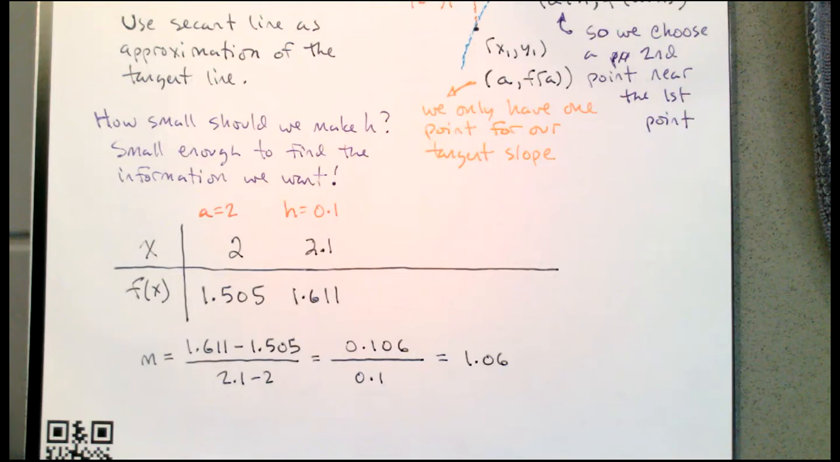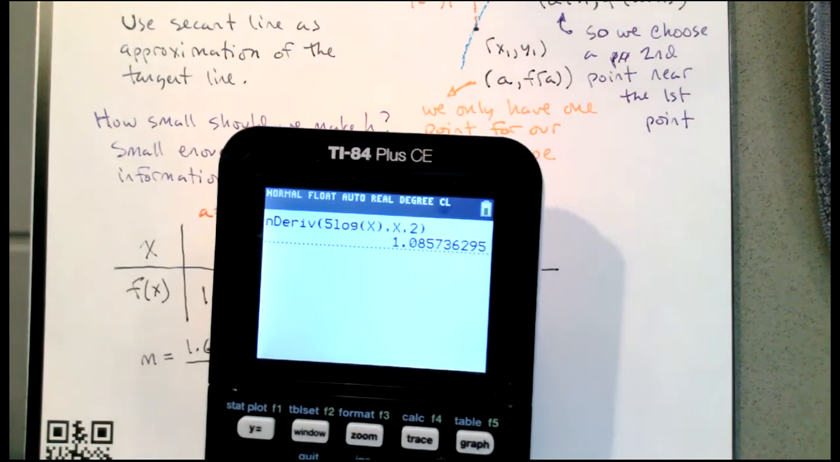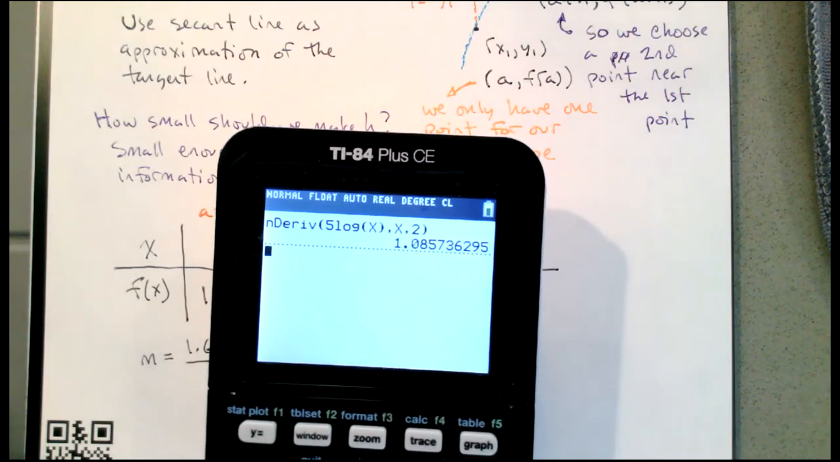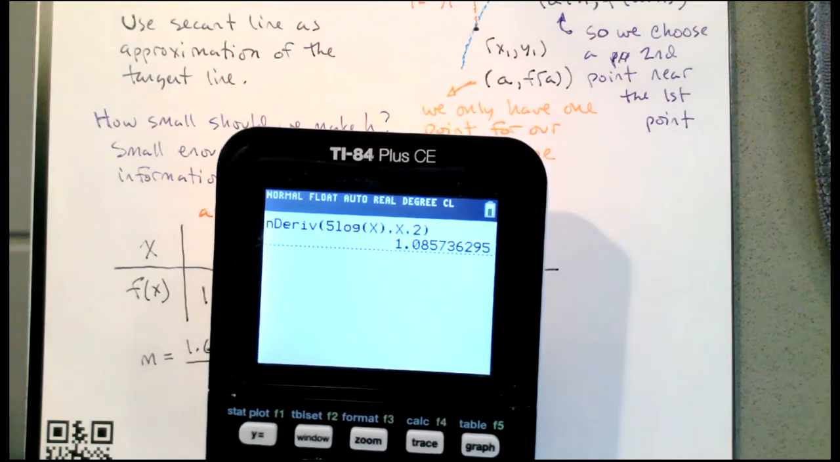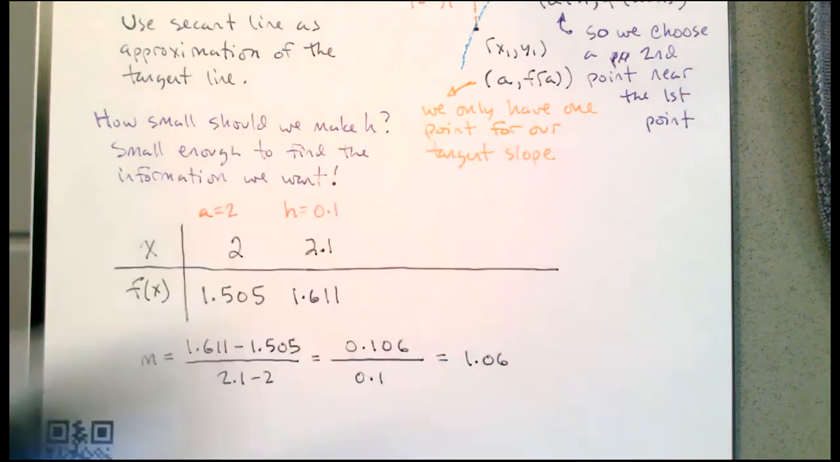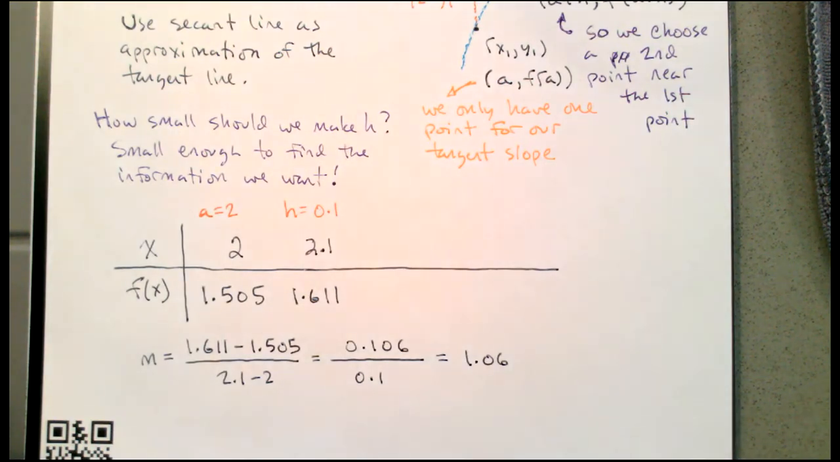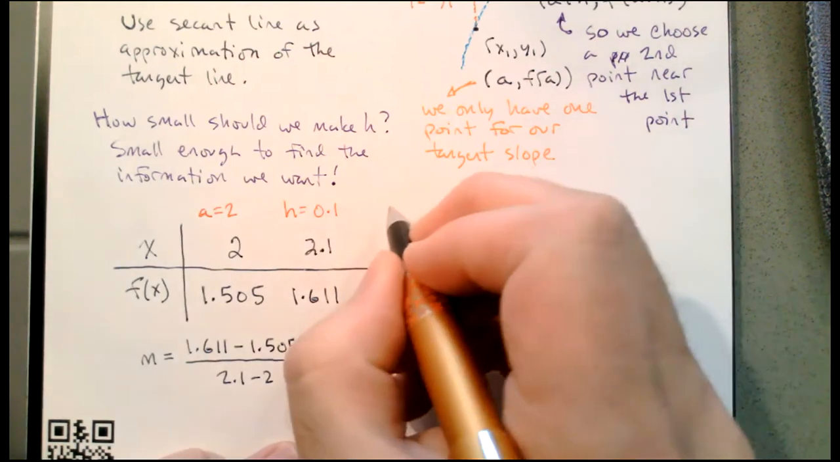Now, some of you are thinking, that is way off. We know that the answer is supposed to be 1.0857. So we're going to have to pick a value of x that is closer to 2, because this doesn't give us enough information. So we're going to pick a smaller value of h, closer to 0. That difference is what we're looking for. So let's pick a value of h that's equal to 0.01.